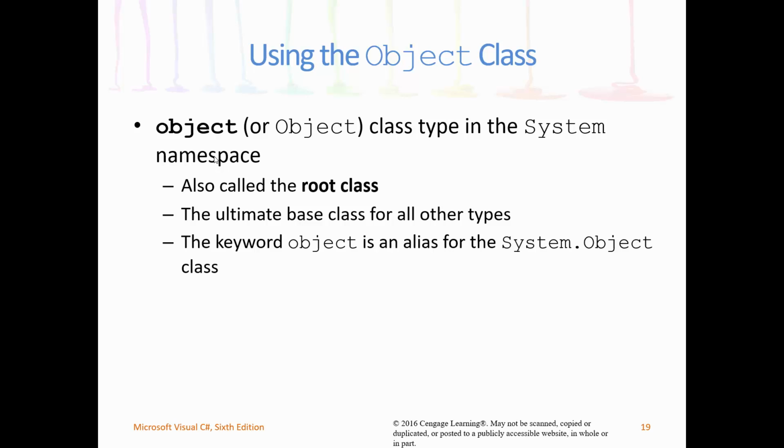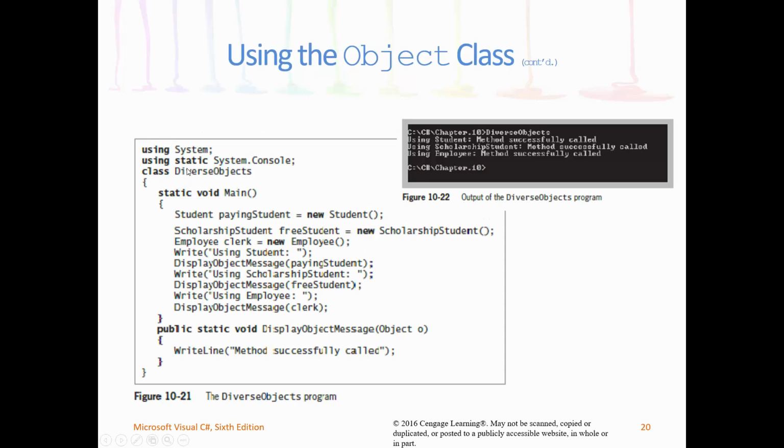And as mentioned on the last sub-bullet, it says the keyword object is an alias for the System.Object class. And you've seen this before. We've used these before: using System, using static System.Console, which allows us to do ReadLine and WriteLine, etc.